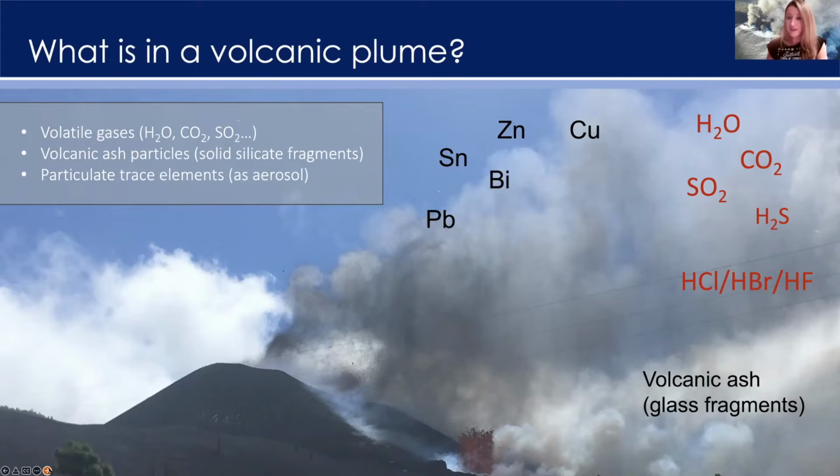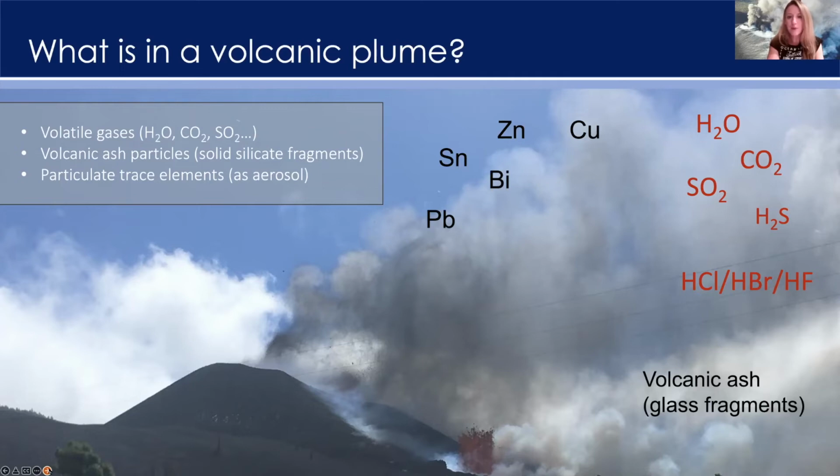Mostly it's water vapor, a lot of CO2, a lot of SO2, and then sometimes you have some H2S, which, if you've ever been near a volcano that smells like rotten eggs, that's probably the H2S, the hydrogen sulfide you're smelling. We have all these fragments of volcanic ash, which are essentially glass fragments, and give the plume the grey colour. But then a lot of metallic elements.